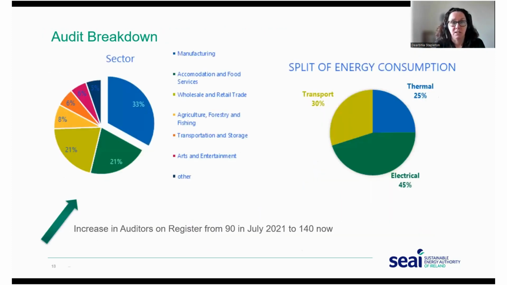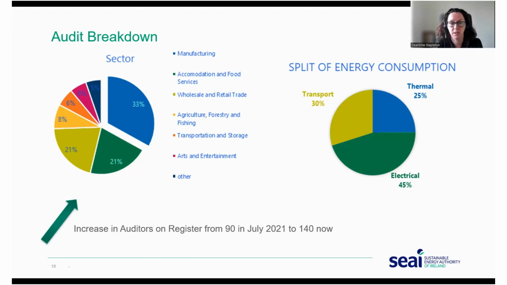Just on some of the data that we're seeing, manufacturing is the top sector. So about 1/3 of the audits are manufacturing facilities. As you'd expect, there's a lot of opportunity there for manufacturing facilities, and obviously they spend a lot of money on energy. Accommodation and food services is also a big uptake there. We have a lot of engagement from hotels right across our supports, and the reason for that, again, is that hotels spend a lot of money.